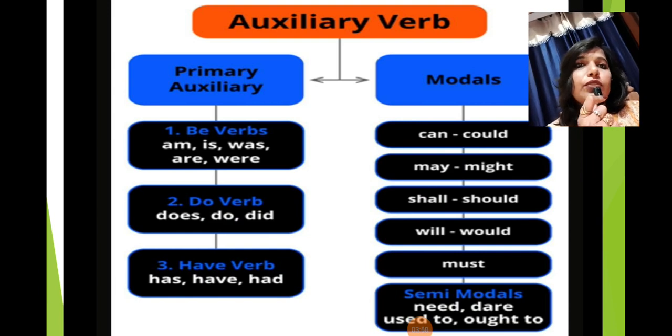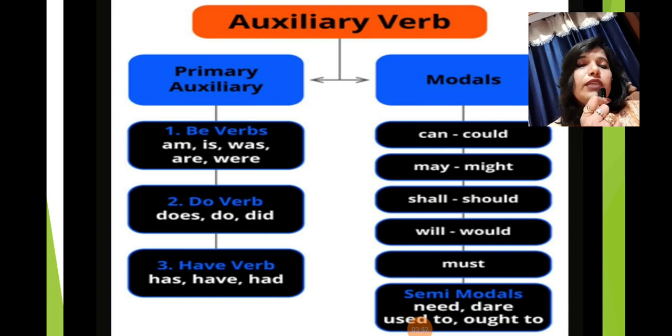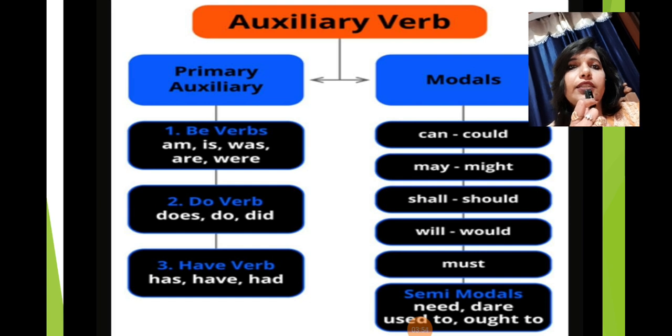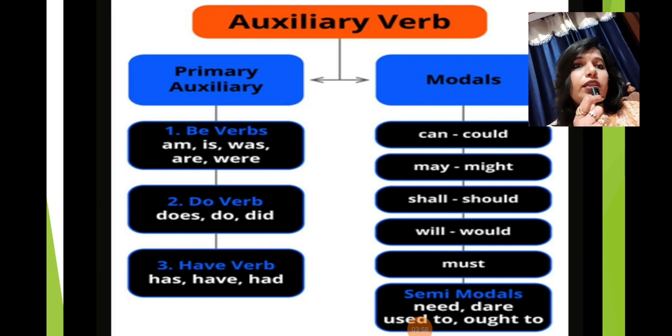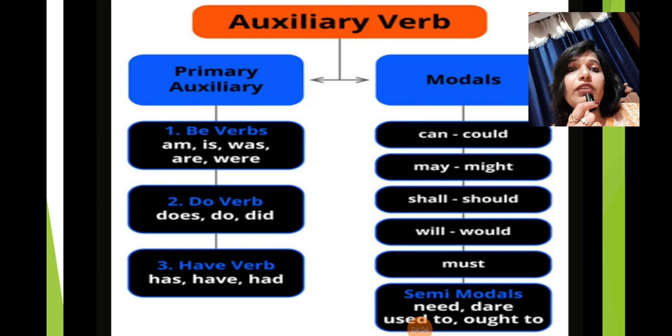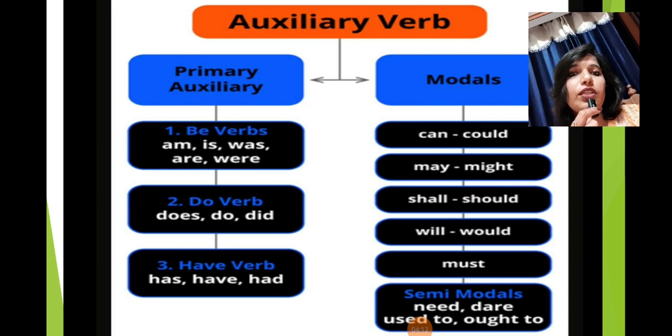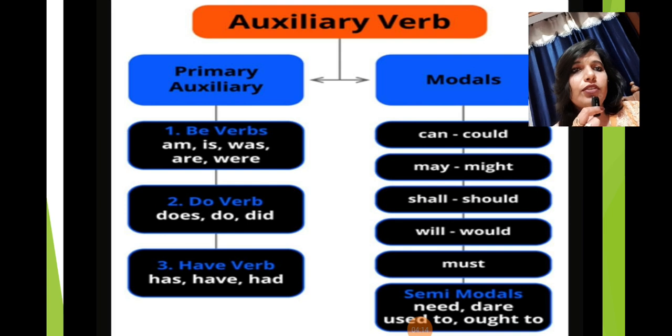Now I am telling you about auxiliary verbs. Auxiliary verbs, as we already studied, break into three parts: primary auxiliary, modal auxiliary, and the semi-modal. So in primaries, what will come? Be will be changed into different forms, like is, am, are, was, were, and do will be changed into does, do, did, and have will be changed into has, have, had.